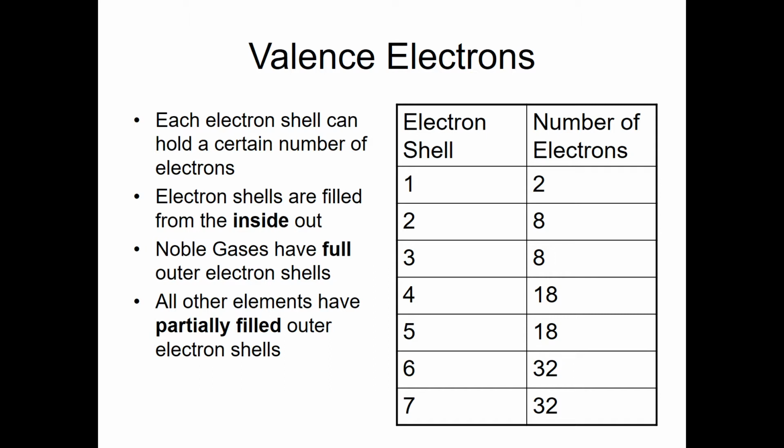So noble gases have a full outer electron shell, and I should indicate that the word full doesn't mean this max number. We'll see in a little bit what that specifically means. So all other elements have partially filled outer electron shells. I will tell you that a full outer shell is just 8.